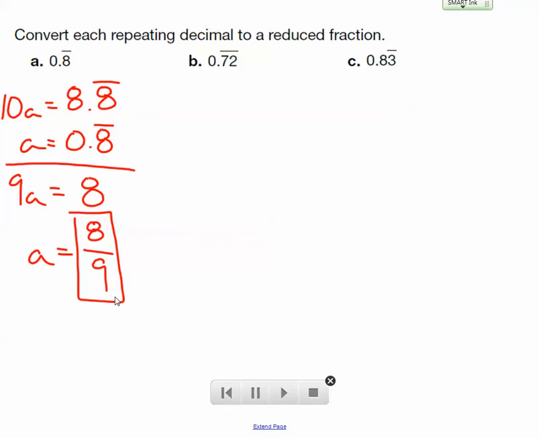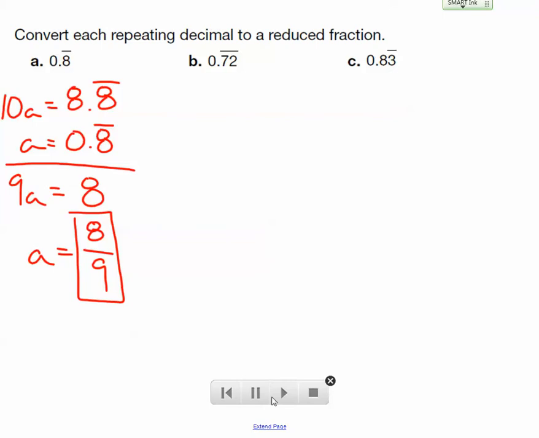And if you type 8/9 into a calculator, you'll get 0.8 repeating. And that's the idea here. We want to turn this into this. Notice right here it says A equals 0.8 repeating, and down here it says A equals 8/9. A equals the same thing both times, just one's in decimal form and one's in fraction form.